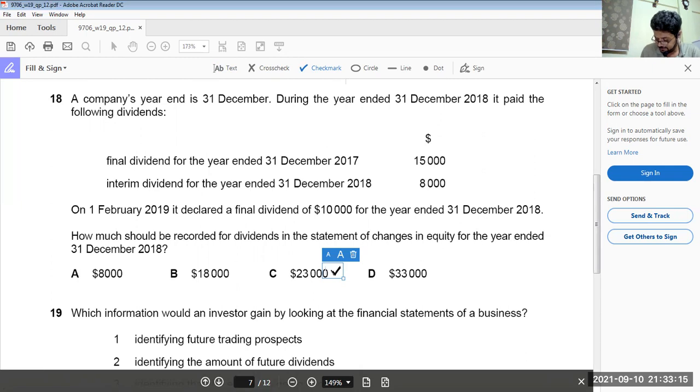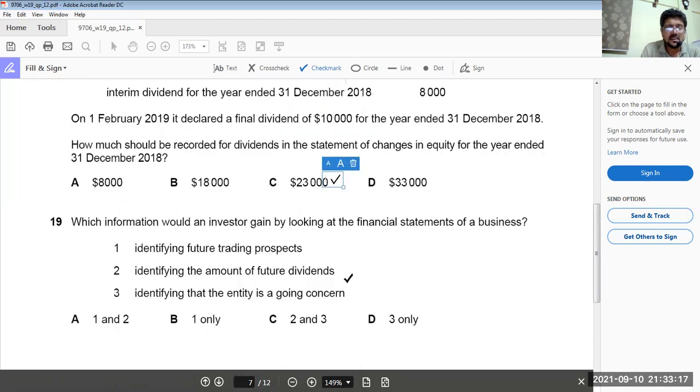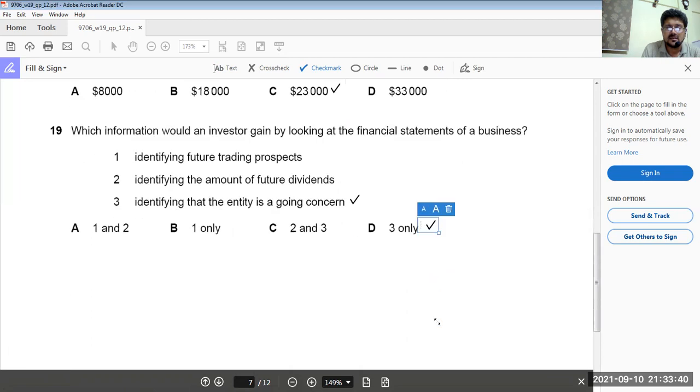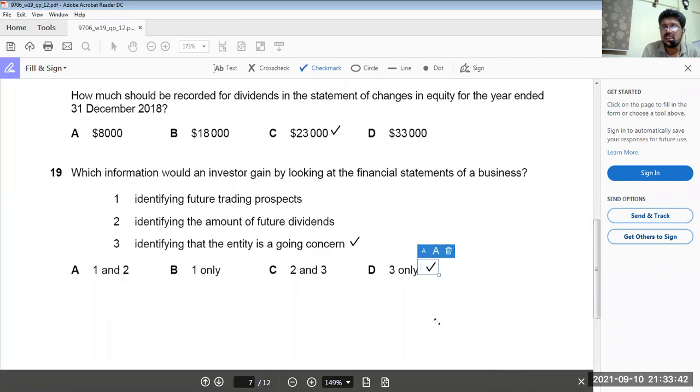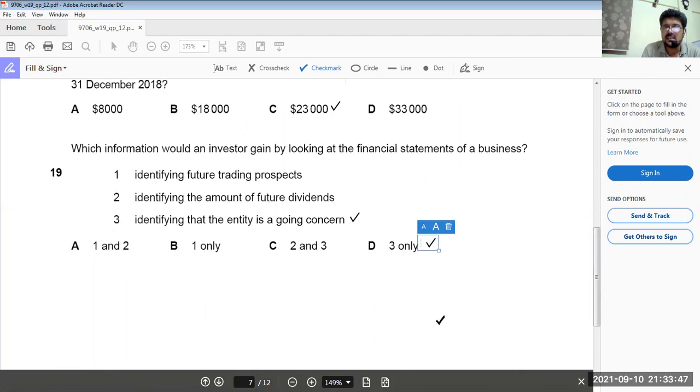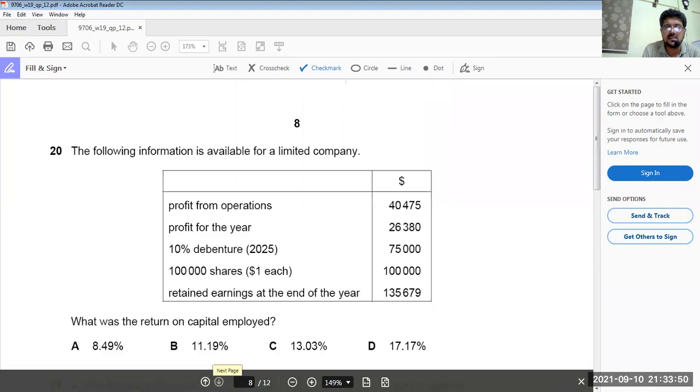Okay. Now 19. Which information would an investor gain by looking at the financial statement of a business? Option C: identifying future trading prospects, identifying the amount of future dividends, identifying the entity is a going concern. Only three. There is no future trading prospects or future dividends in financial statements.